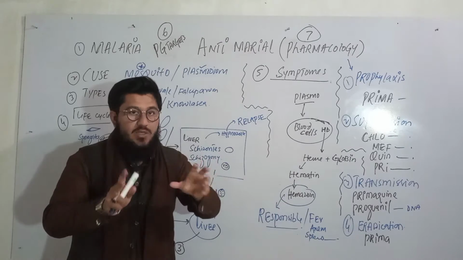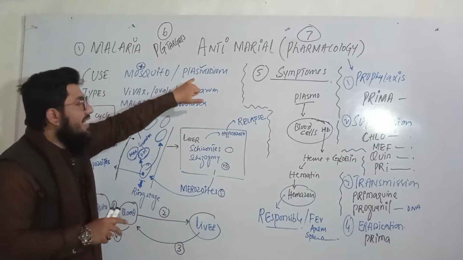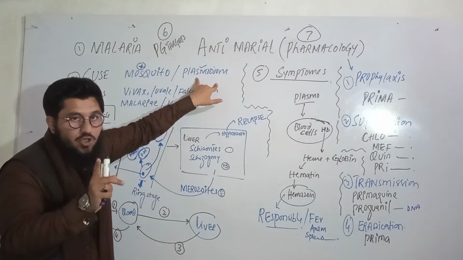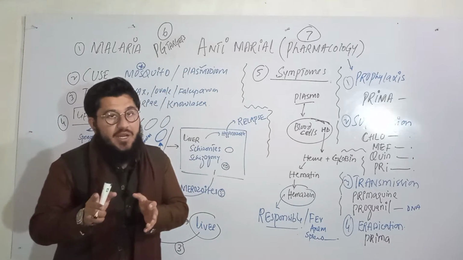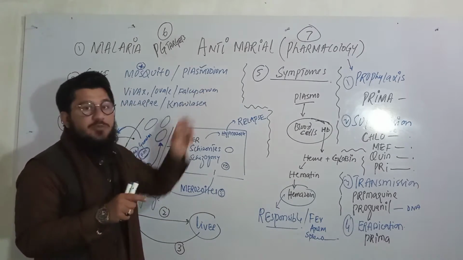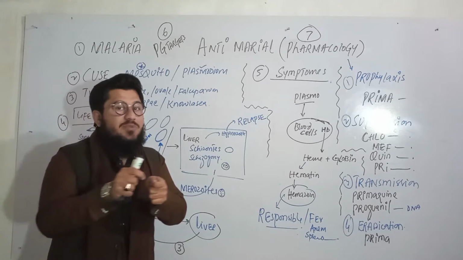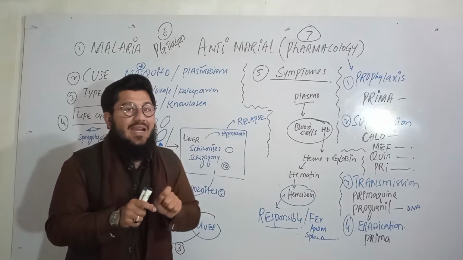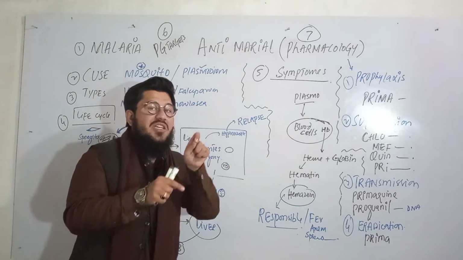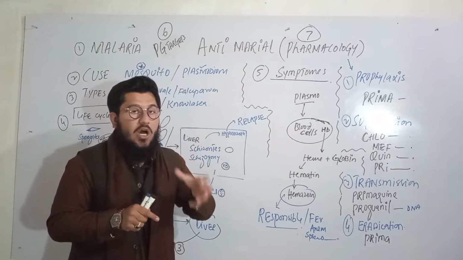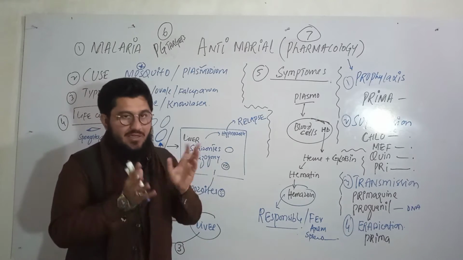In simple words, what is the cause of malaria? The cause of malaria is plasmodium. It is not the mosquito. The mosquito is actually the vehicle, the car, in which this plasmodium will sit, and then this mosquito will carry this plasmodium to human beings, and by means of the mosquito, plasmodium will be injected into the circulatory system of the humans, and after that it will start its job.